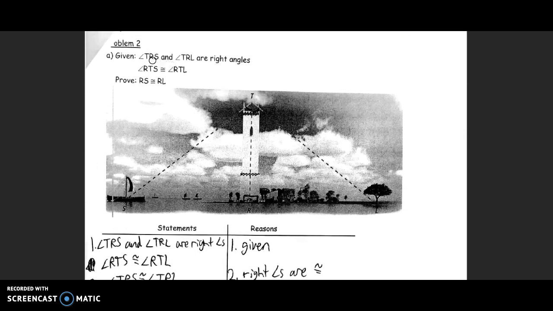A couple of different parts of the given. Angle TRS and angle TRL are right angles, which is kind of hard to see on mine, but should be towards the bottom of your 2 triangles. And angle RTS and RTL are congruent. So we're also given congruent angles at the top, which is again a little bit hard to see. So we want to use this to prove that RS is congruent to RL.